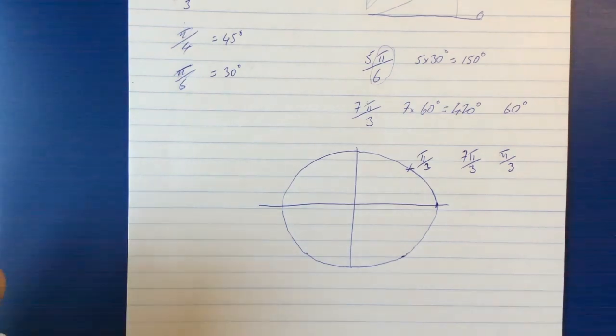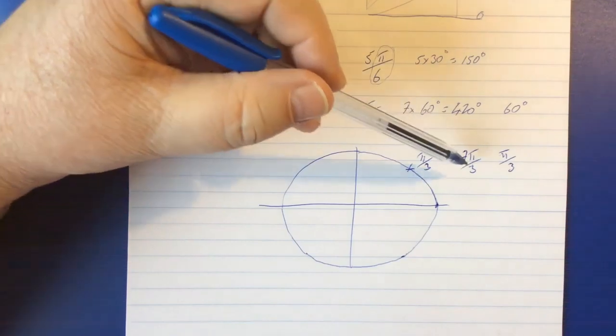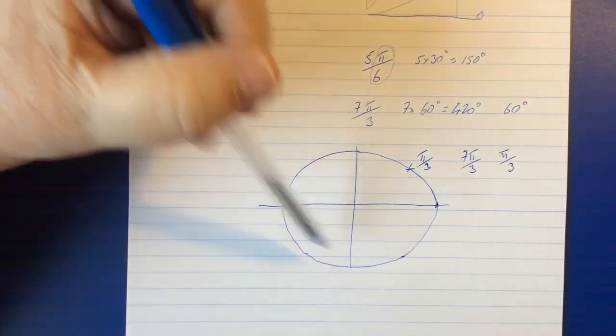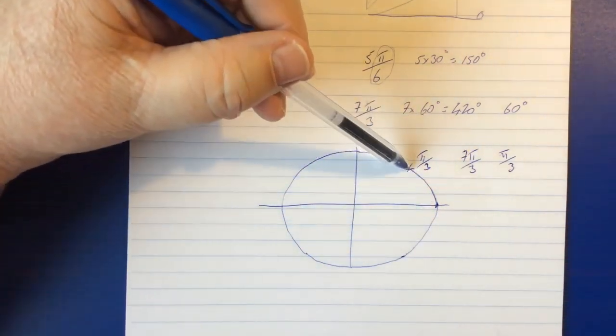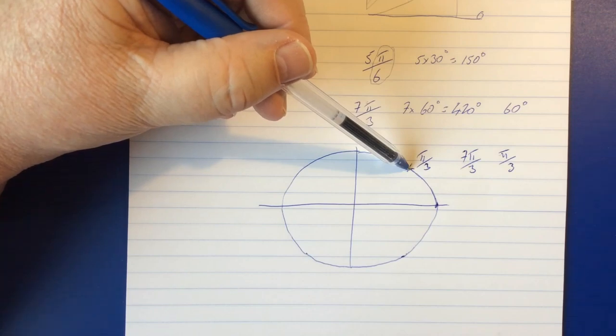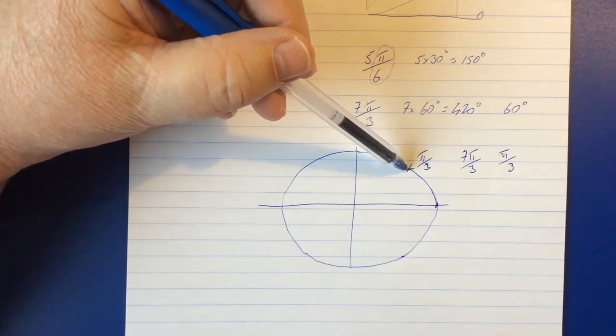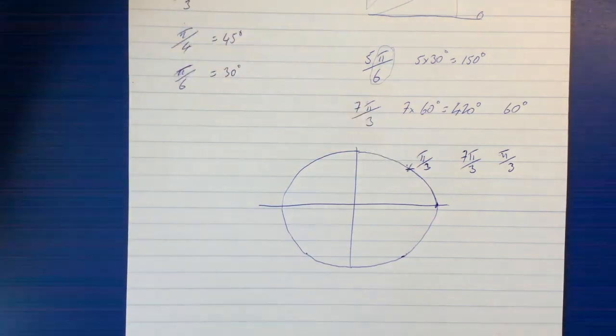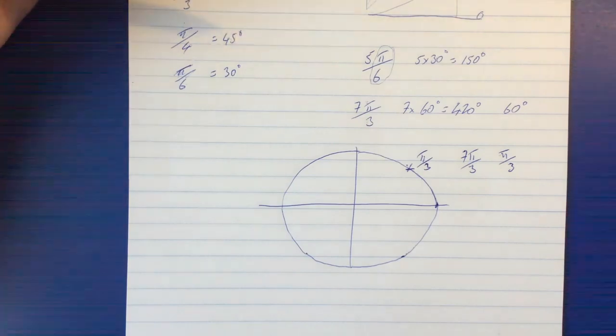I'm not going to say it's equal. Equal means it's exactly the same. No, 7 pi on 3 is 7 lots of pi on 3. But what it does is it gets you back to this point on the unit circle, pi on 3. So I hope that that's cleared up a few things.